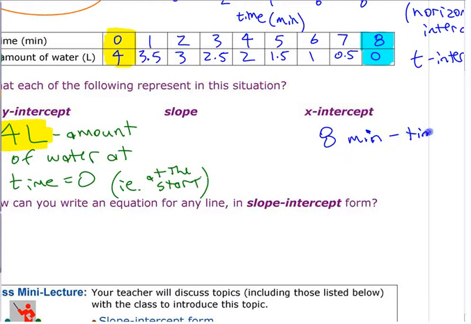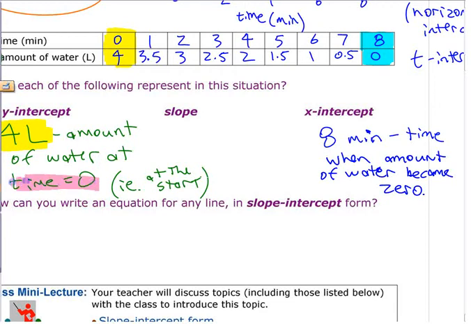I'm going to put time when amount of water became 0. Of course, in this case, that means the time it took for the whole thing to drain. But the key here is this. Okay? The key here is this. This Y-intercept is the amount of water, the vertical value when the time is equal to 0. This thing is the time when the amount of water became 0. Okay? It has to do with 0.